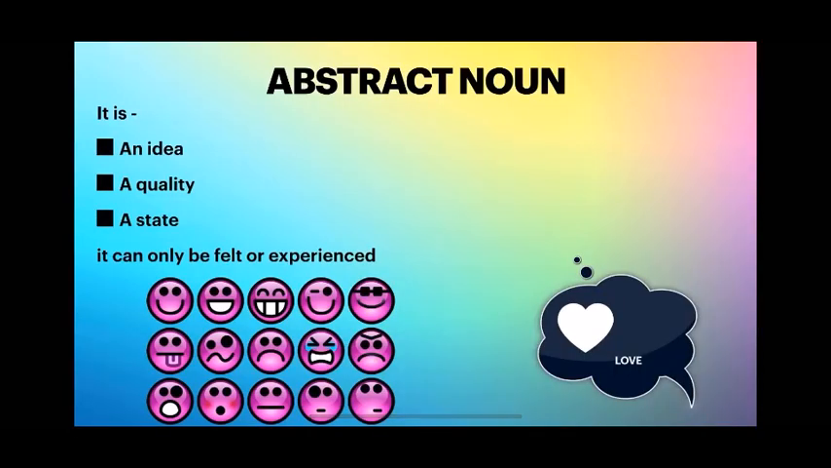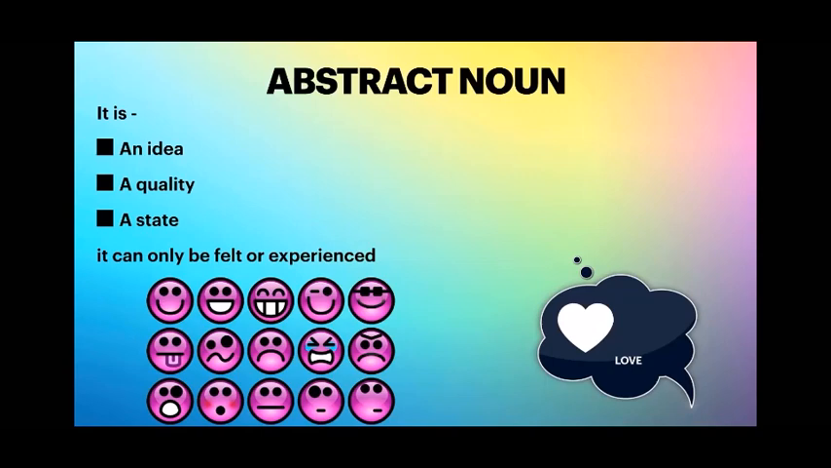Abstract noun. What is abstract noun? It is an idea, a quality or a state. Abstract nouns can only be felt or experienced. So abstract nouns are those nouns that denote an idea, quality, feeling or state rather than a concrete object. So an abstract noun cannot be seen, heard, touched or tasted, but we can feel or experience it.